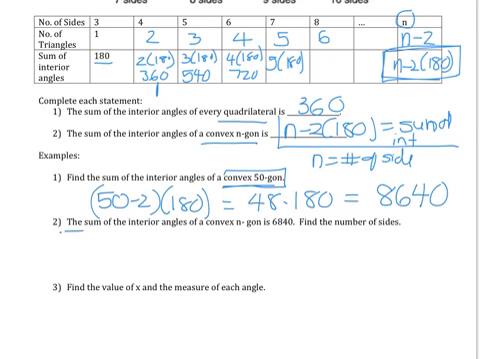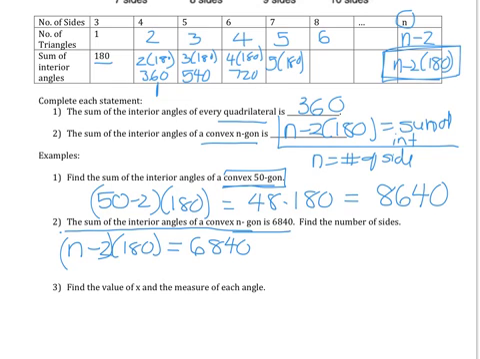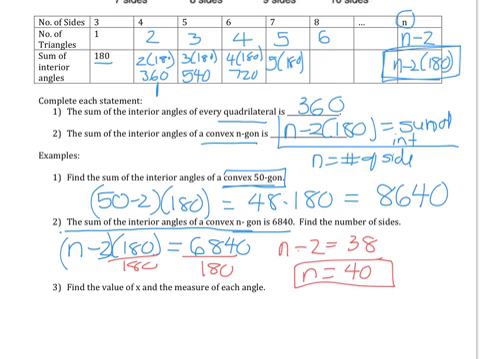Now number 2 is saying the sum of the interior angles is 6840. Find the number of sides. So I'm going to set the formula, n minus 2 times 180, equal to 6840, the sum of that figure. We want to figure out what n is. I'm going to divide both sides by 180, and I get n minus 2 equals 38, and n equals 40. So that tells me that was a 40-sided figure. It had 40 sides.